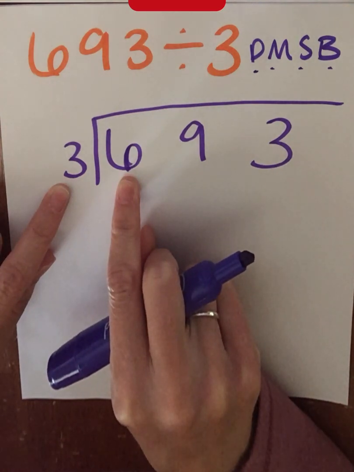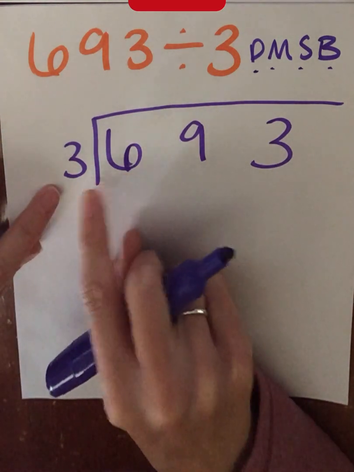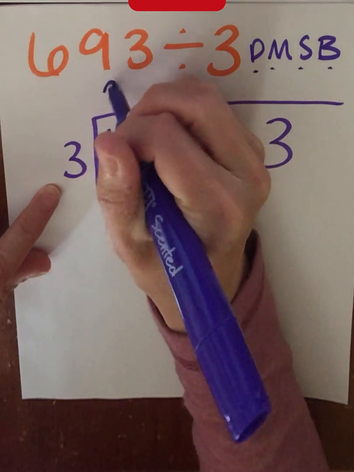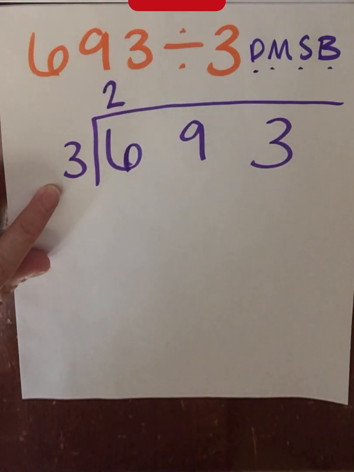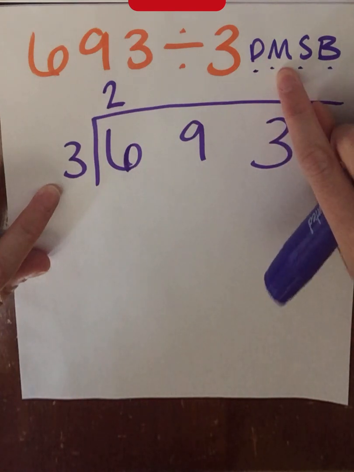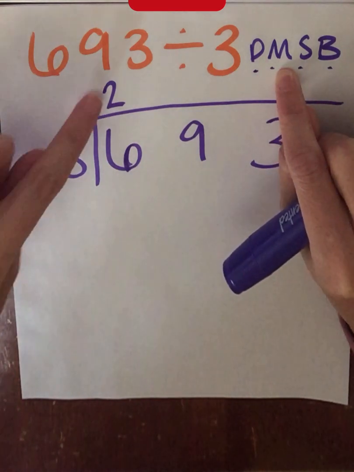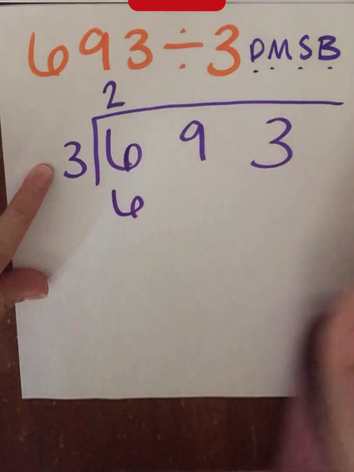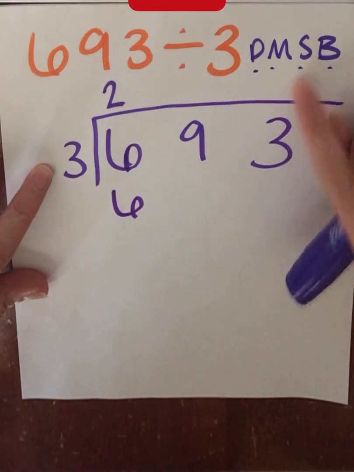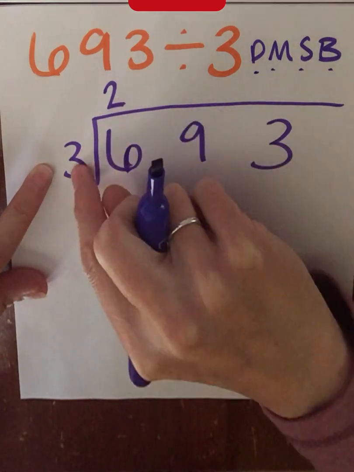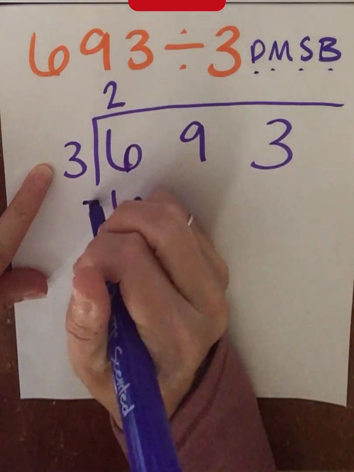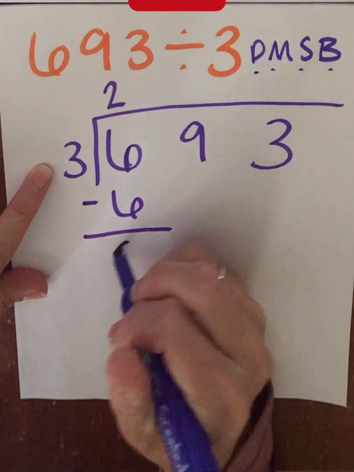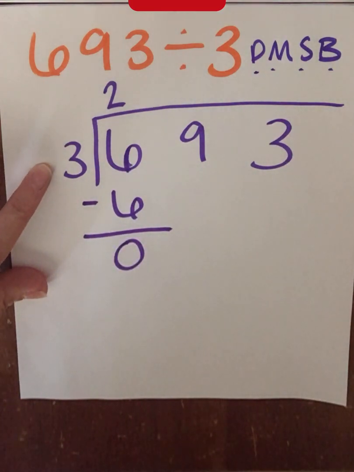Now I know by my math facts that 3 times 2 is 6, so I'm going to be able to take out 2 groups of 3. Now I'm going to go to multiply. So I'm going to multiply 2 times 3, which is 6. All right, now I'm going to subtract. Since I am taking 2 groups of 3 away from this 6, I need to subtract 6 minus 6, which gives me 0.